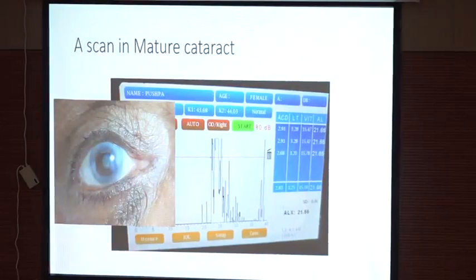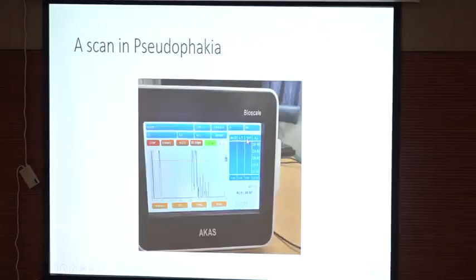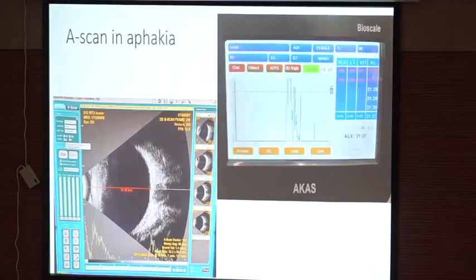This is a mature cataract. So here generally what we have to keep in mind is, if the spikes are not of good quality, we can increase the gain and then we can use this also in the dense mode. A scan in pseudophakia will show a single spike because of the lens.